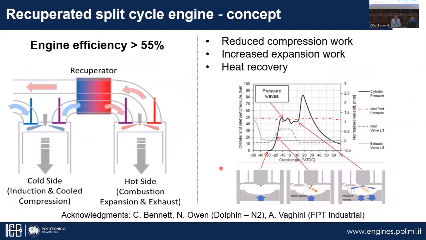Differently from conventional engines, recuperated split cycle engines have dedicated pistons for compression and for expansion. In particular, the air is transferred from the cold piston when the two pistons approach the top dead center. Air is transferred from the cold side and it is injected into the hot side where then combustion takes place. These engines offer theoretical efficiency which is even higher than 55%, thanks to the reduced compression work, increased expansion work, and the possibility to do intercooling.